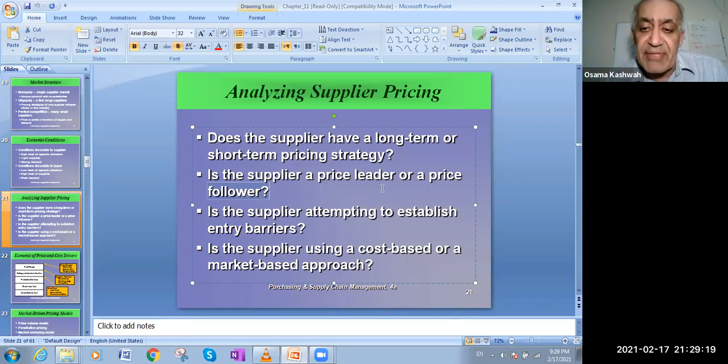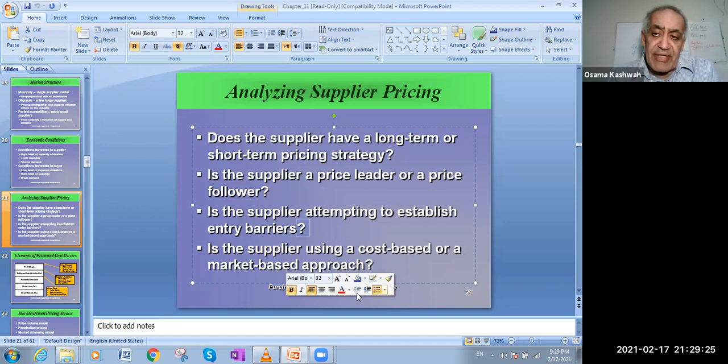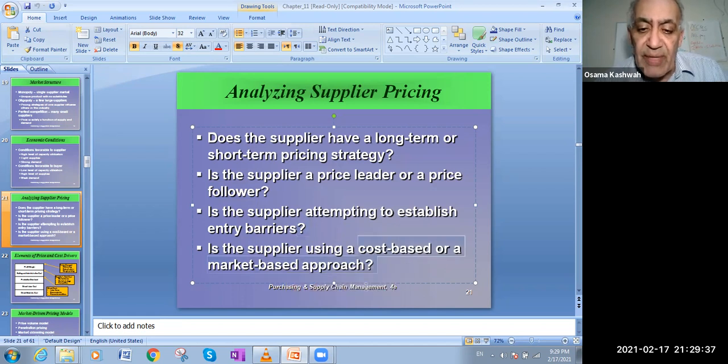Is the supplier attempting to establish entry barriers? Does the supplier have control of the market to the extent that he can put up entry barriers, meaning new suppliers cannot compete with him or roll into the market, or not? Is the supplier using a cost-based or market-based approach? So this was another thing which I wanted to say in chapter 11.